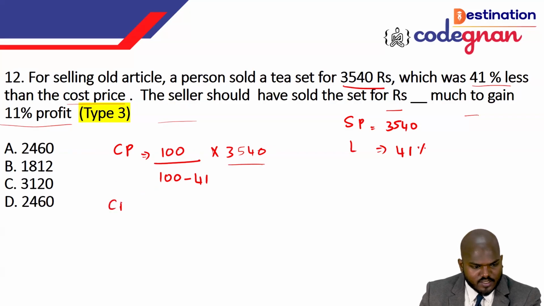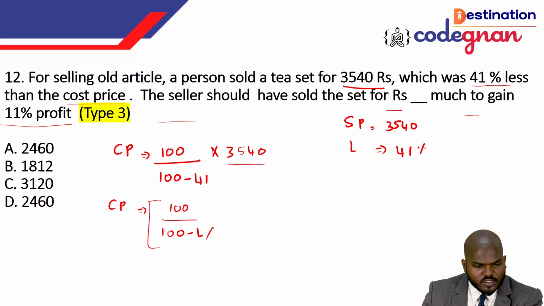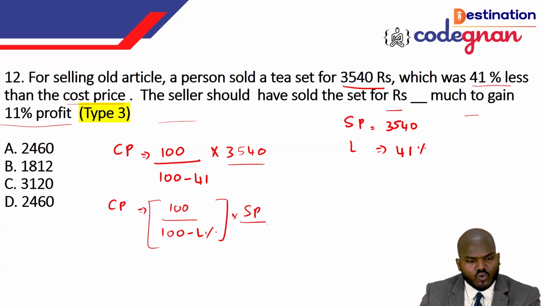The cost price is equal to 100 by 100 minus the loss percentage, times the selling price. If you have a loss, you can use this formula. If you approach it this way, you will get the value.